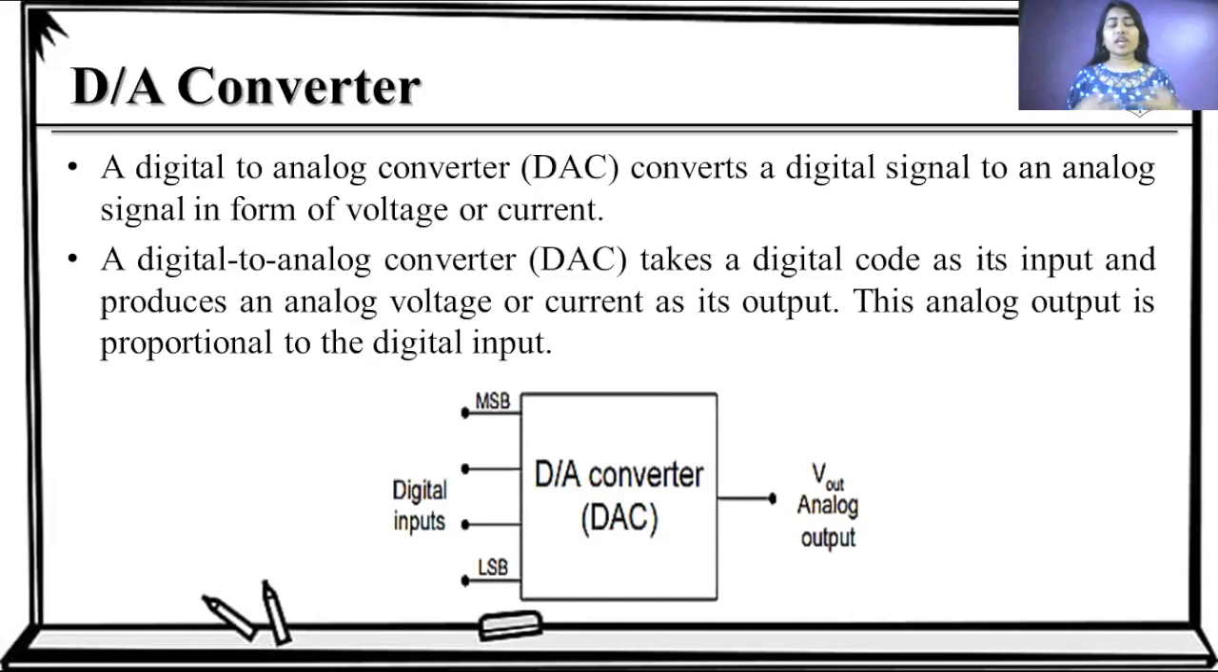We have various kinds of digital patterns, right? For example, for 4 bits we have a total of 16 combinations. So for each and every combination we have a different analog output voltage. So this is how we can convert these digital inputs into analog output.